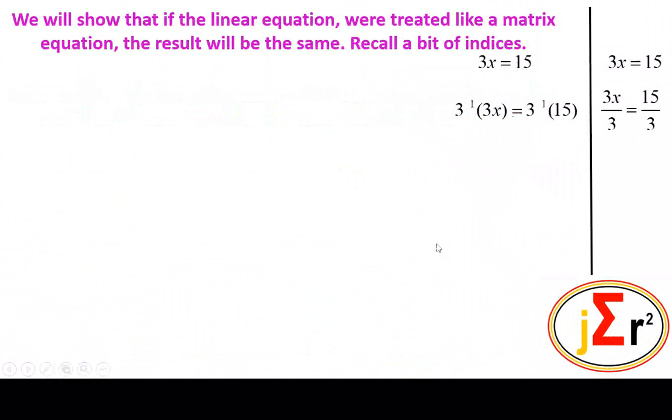We will show that if the linear equation were treated like a matrix equation, the result will be the same. And we will recall a bit of indices. We are going to go to our laws of indices, recalling how we manipulate the laws of indices. 3x is equal to 15.